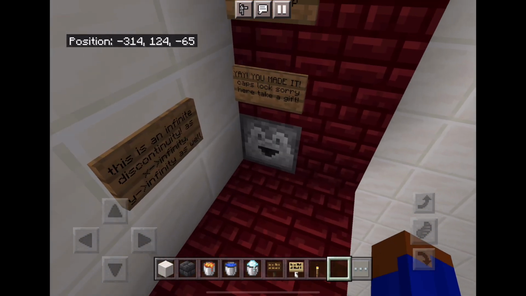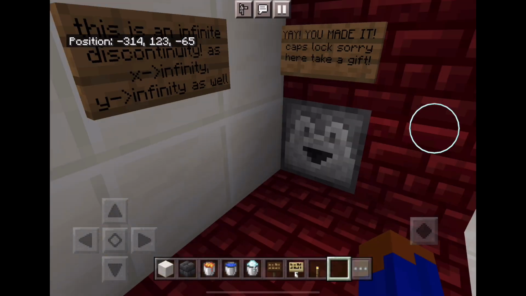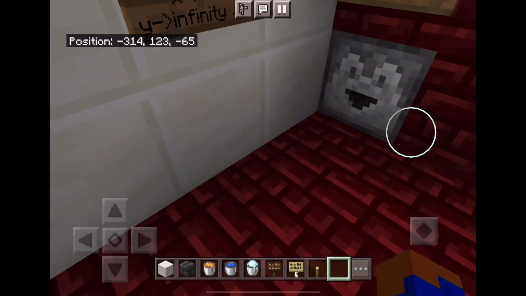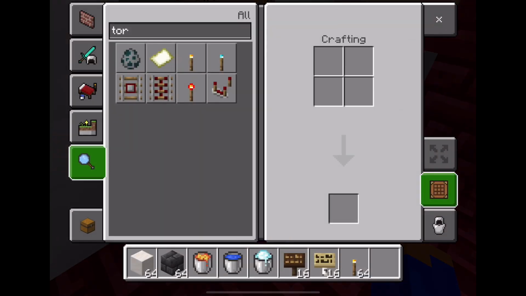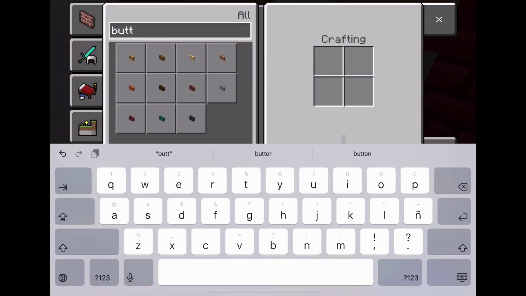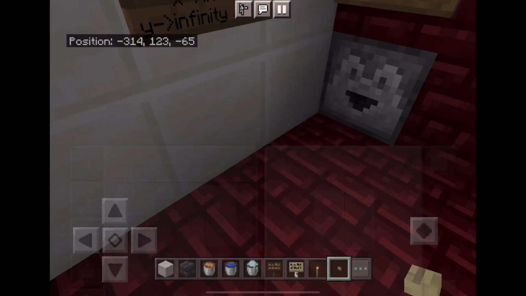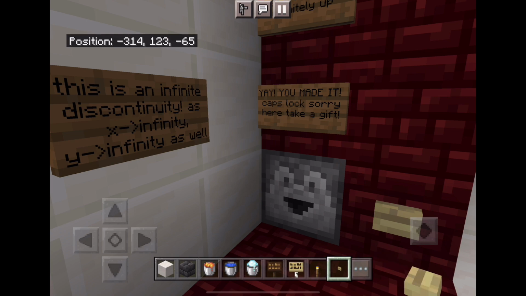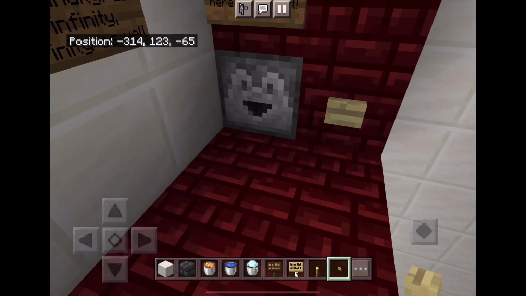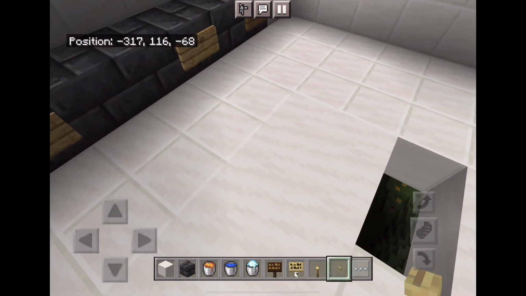Okay, and then this is an infinite discontinuity. It goes on forever. There's a y asymptote or an x asymptote, so it's discontinuous. Okay, and then you get a little prize at the end. I got an apple, a regular one.